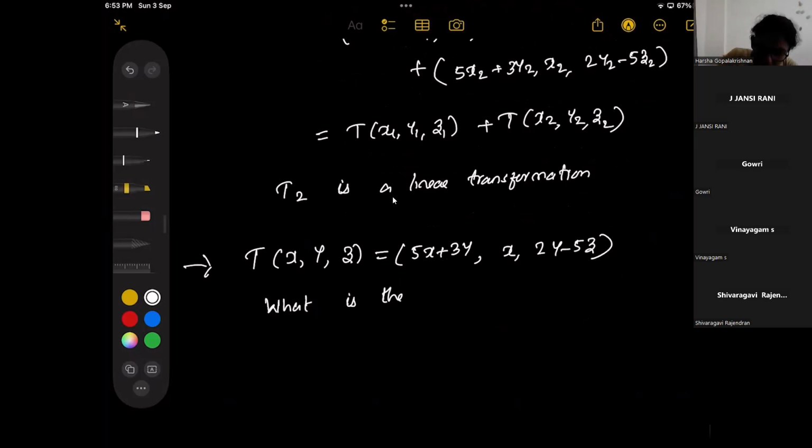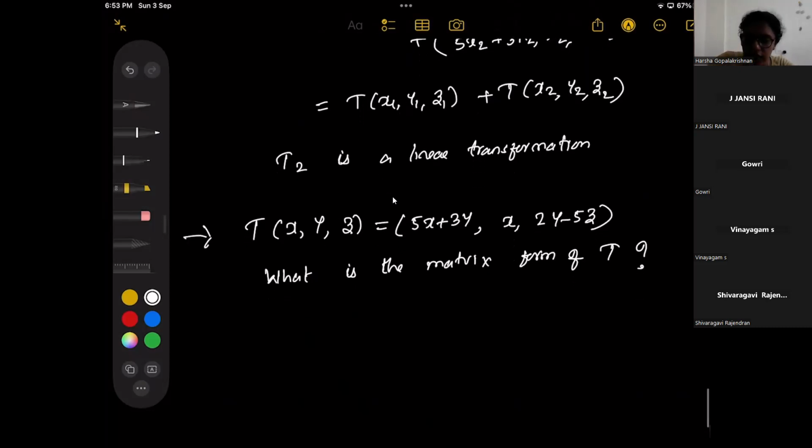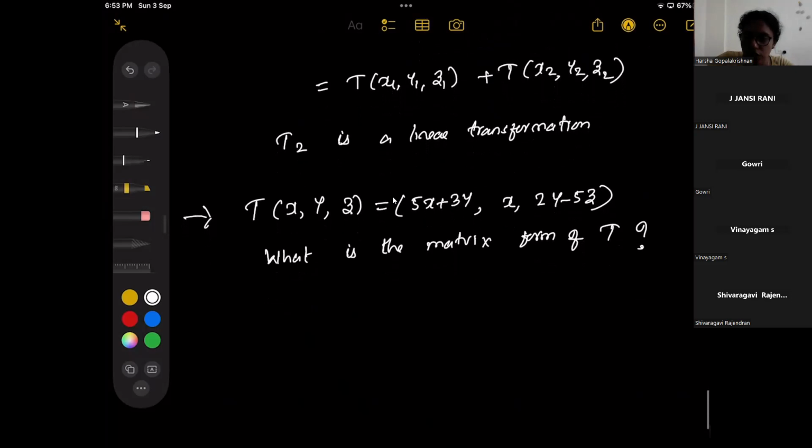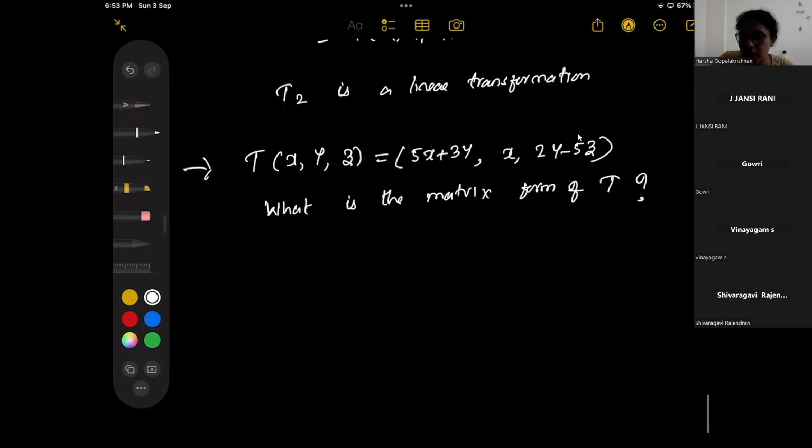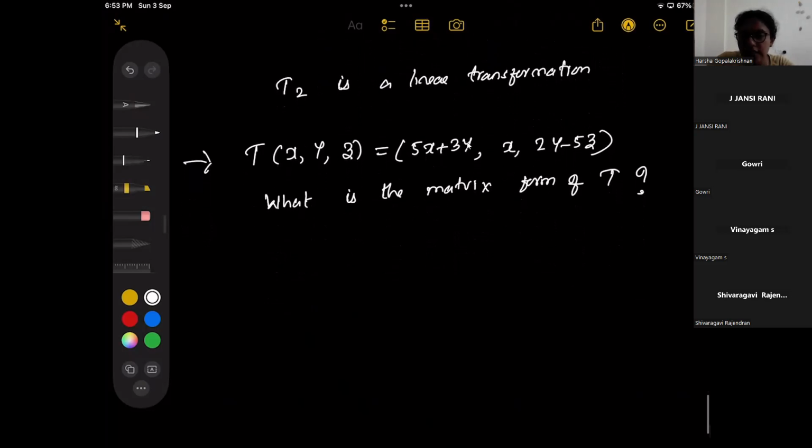What is the matrix form of T? So for a matrix form, we will fix some basis. Usually we will fix the standard ordered basis. Okay, before going to the detail, anyone knows how to write the matrix form, or anyone can write the matrix form of this transformation? If you can just tell, and then we will go to the explanation.